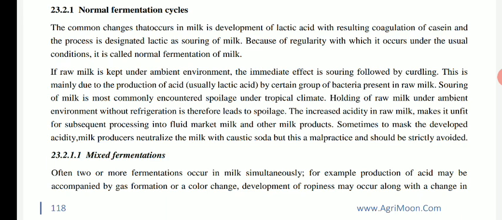So souring of milk is the most commonly encountered spoilage under tropical climate. Holding raw milk under ambient environment without refrigeration therefore leads to spoilage. The increased acidity in raw milk makes it unfit for subsequent processing into fluid market milk and other milk products. Sometimes, to mask developed acidity, milk producers neutralize the milk with caustic soda, but this is malpractice and should be strictly avoided.